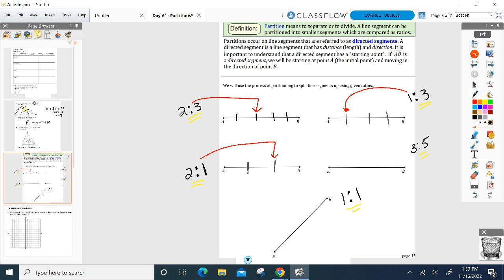Yeah, I'm going to be that guy. 3 to 5. 3 to 5 now. Where would the point be to break it up 3 to 5? So how many equal parts now? 8 equal parts. Do your best.